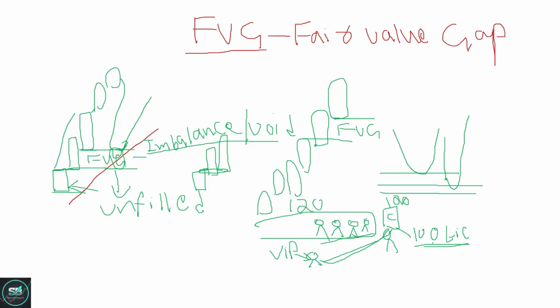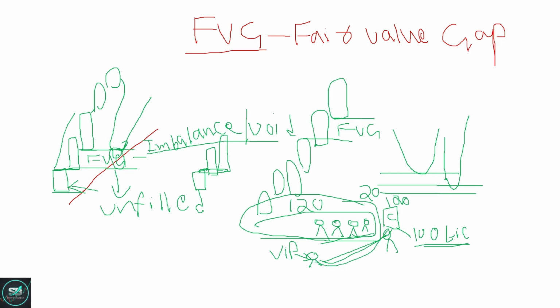When he bought 100 tickets, the chance of getting tickets for these 120 people is reduced and only 20 people will get tickets. The remaining 100 people are skipped from this queue because of this VIP. They are never served with the tickets. So in this system, their orders are never executed.